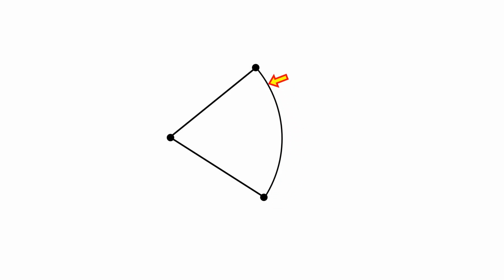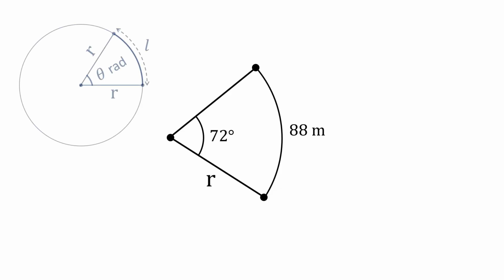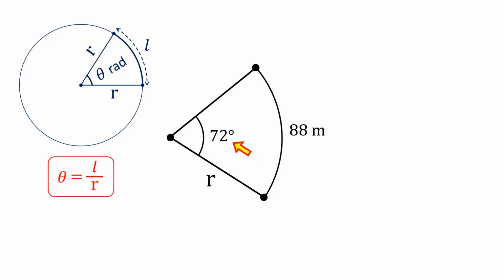A horse is tied to a post by a rope. As the horse moves, always keeping the rope tight, it traces an arc of 88 meters and subtends an angle of 72 degrees at the center. We need to find the length of the rope. Let the length of the rope be r meters. We know that the angle in radians is given by theta equals L by r, where L is the arc length. In this problem, the given angle is in degrees. So first we convert it into radians.